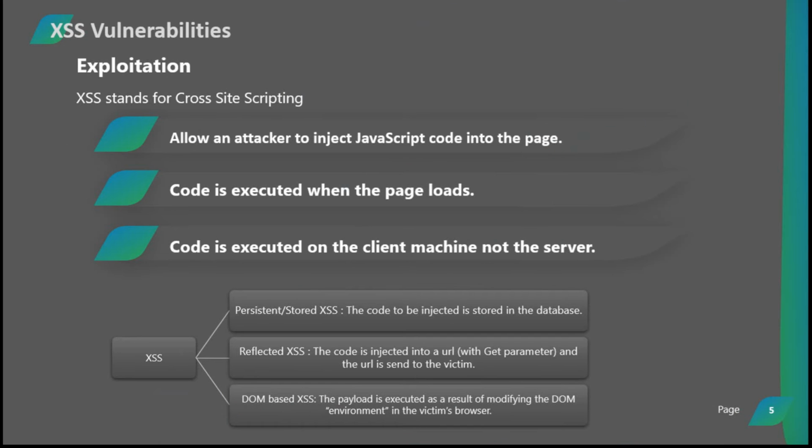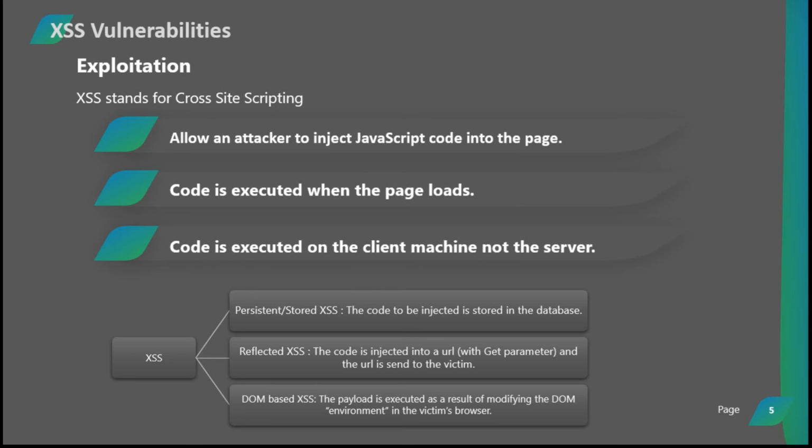Okay, let's start with definitions. Cross-site scripting vulnerabilities are the kind of vulnerabilities that allow an attacker to inject JavaScript code into a page, an HTML page, or any kind of web page. Code is executed when the page is loaded, and also we mentioned that the code is executed on the client machine, not on the server. So if we are attacking and exploiting these vulnerabilities, the target will be the client's machine and not the server where the applications are located.